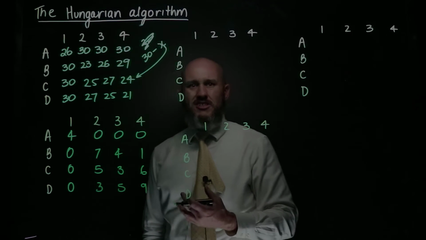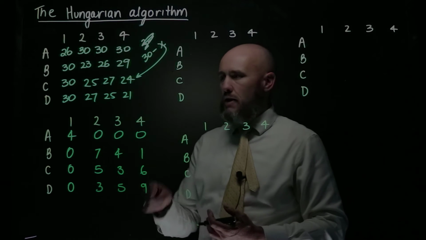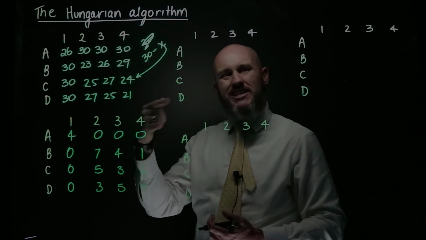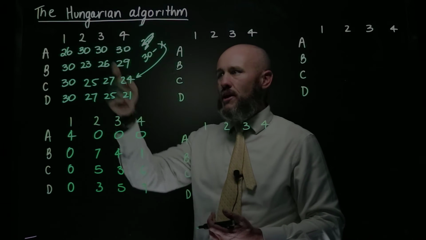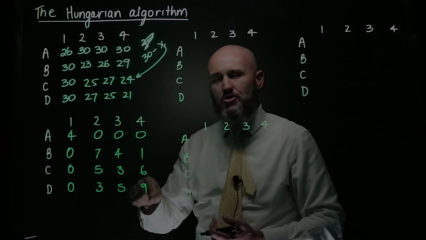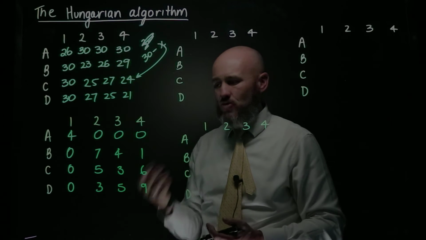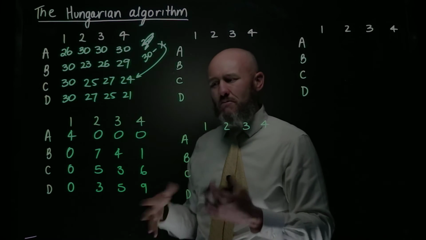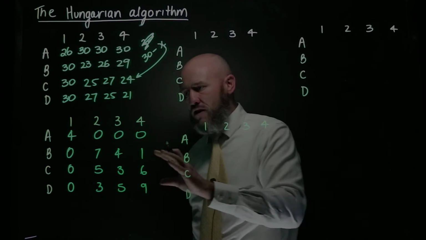So what this is saying is that if I pick person D to go to company 4, I only make 21, which is 9 less than my maximum. So I lose 9 on a potential. It's like a potential loss. And I want to minimise my loss. Now, it's not technically loss, but it's a nice way to think about it. I want to minimise this value.